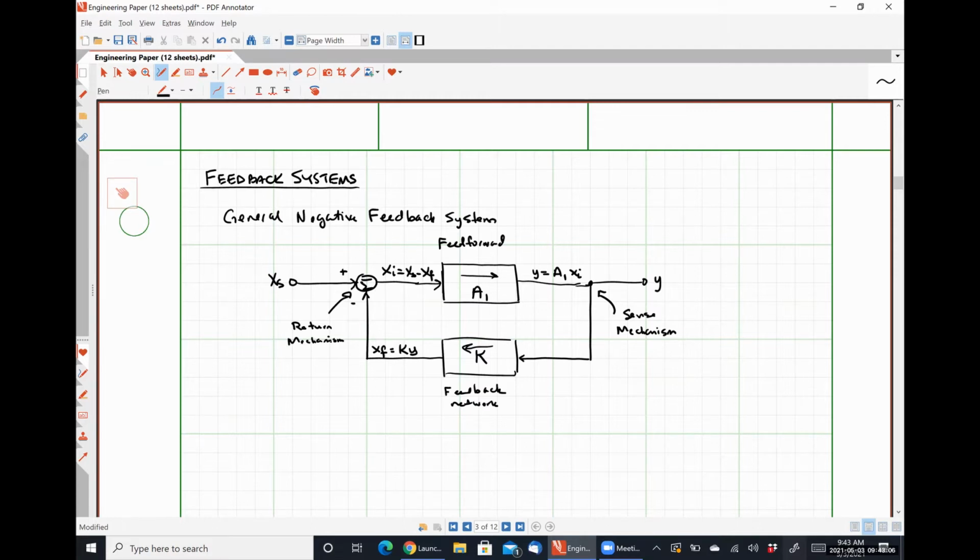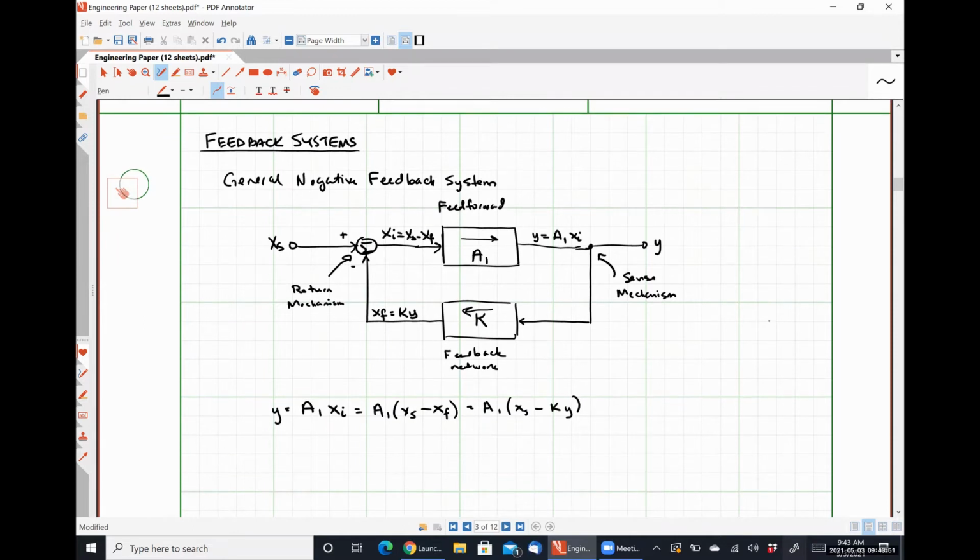So if we look at the transfer function, which is simply the relationship between the output Y and the source signal that we are applying, X sub S, we can see using a couple of steps of simple math that the output Y is equal to A1 times X sub I, which in turn is A1 times X sub S minus X sub F, which in turn is A1 times X sub S minus K Y. And rearranging this, we get a transfer function, which I'm going to call AF, which is just gain, which we've always been calling with an A, and the F stands for feedback because the feedback loop is included. So it might also be called gain with feedback.